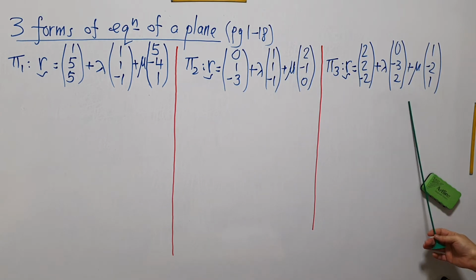So in this exercise here on page 118, we want to make an attempt to convert these equations into their other two forms. What are the other two forms? One of them is called the dot product form, and the third one is called the Cartesian form. So let's do the dot product form first.